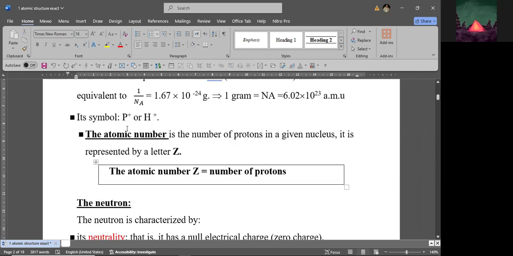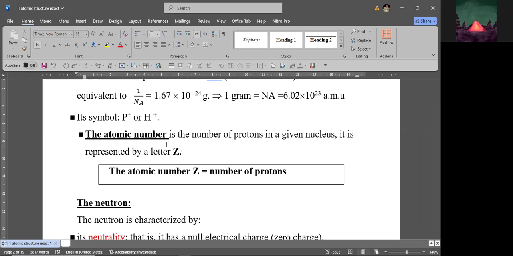Now the symbol of a proton is P plus or H plus, and the atomic number. What do you mean by atomic number? The atomic number is the number of protons in a given nucleus. It's represented by the letter Z. The atomic number is what tells us how many protons are in the nucleus.